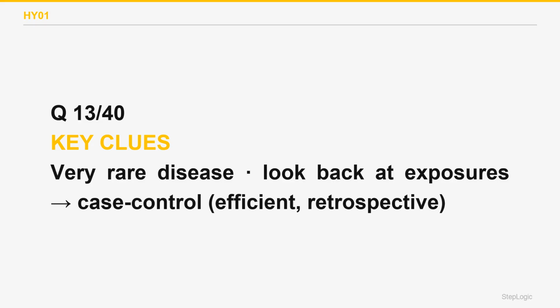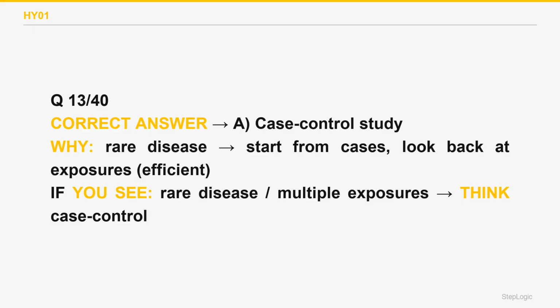For a rare disease, the case control design is most efficient. You start by assembling people who already have the disease, match them to controls, and look backward at prior exposures. This avoids following an enormous cohort for years just to accumulate a handful of cases, and it lets you examine several candidate exposures at once. The correct answer is A.